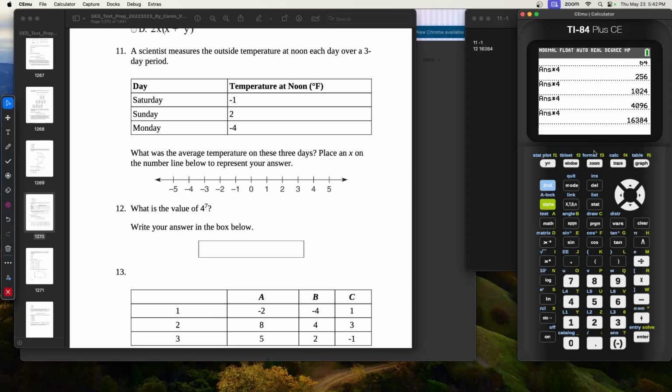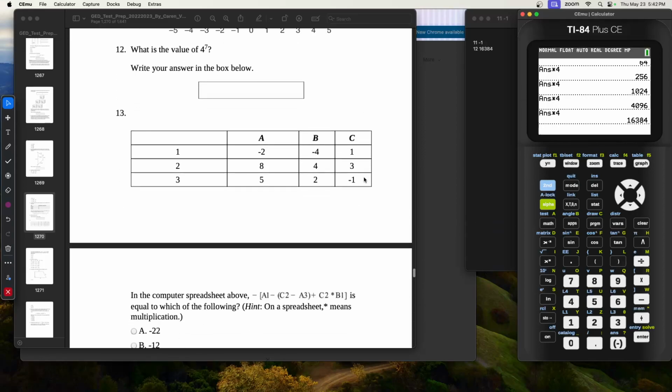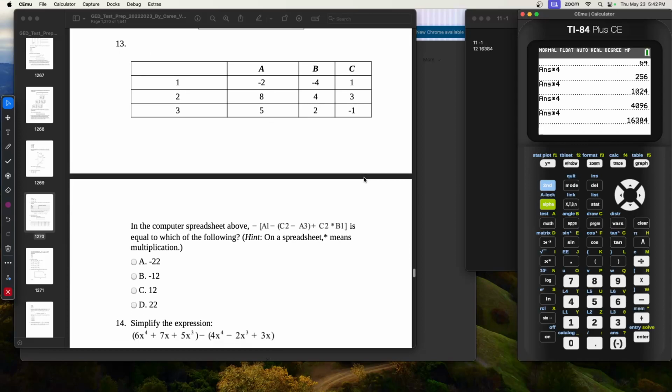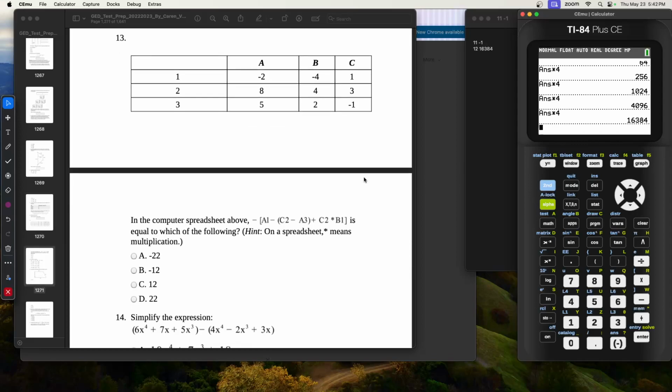Looks good. What's this? In the computer spreadsheet above, negative A1 minus C2 minus A3 plus C2 times B1 is equal to which of the following?